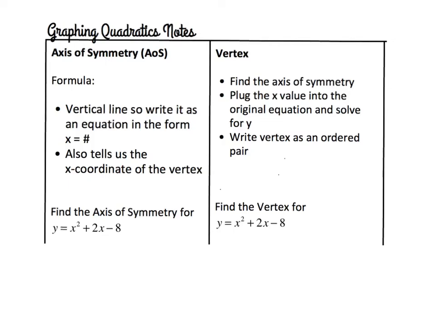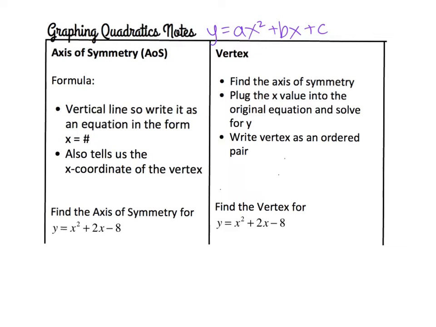We will be graphing from standard form, which is the form y is equal to ax squared plus bx plus c, where a is the coefficient of x squared, b is the coefficient of x, and c is that number there with no variables attached.